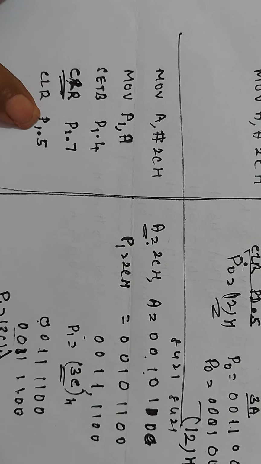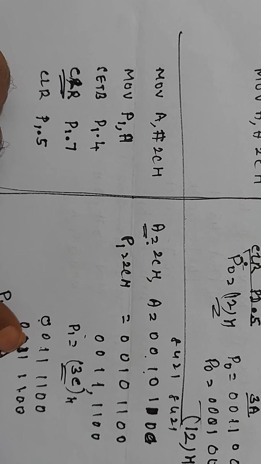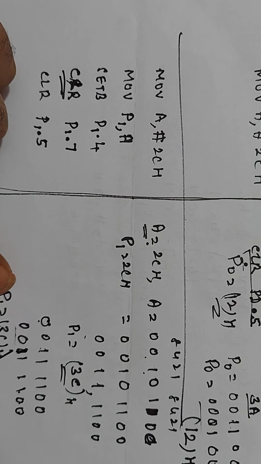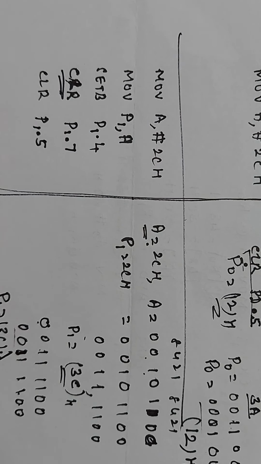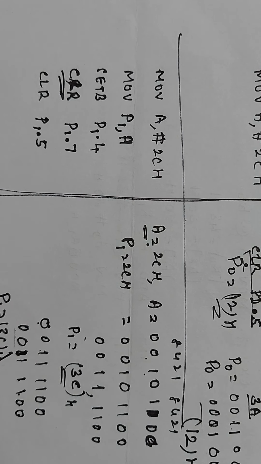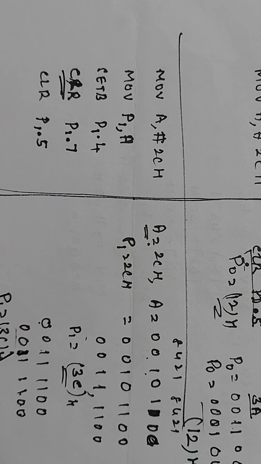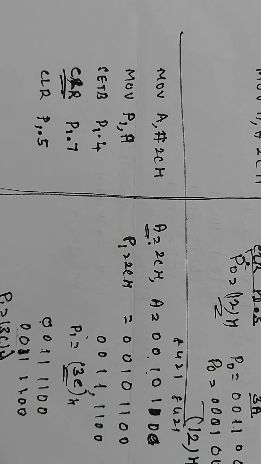Now CLR P1.5. The fifth bit of P1 is made clear. The fifth bit is this one. It will go to clear, means 1 goes to 0. Now 0001 1100 is the content present in P1. That is equal to 1CH. In this way, you can manipulate the bytes by setting a bit to 1 or by clearing a bit to 0. This is how the ports are used as both byte addressable and bit addressable.